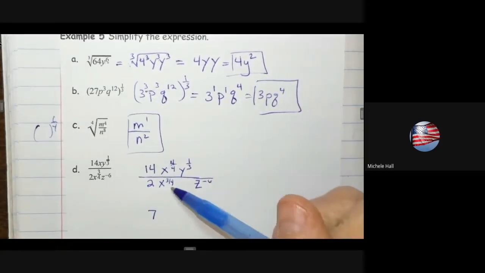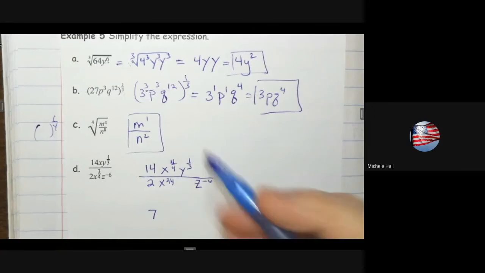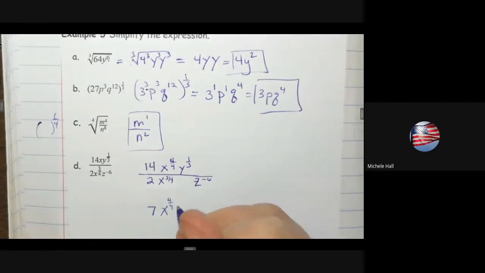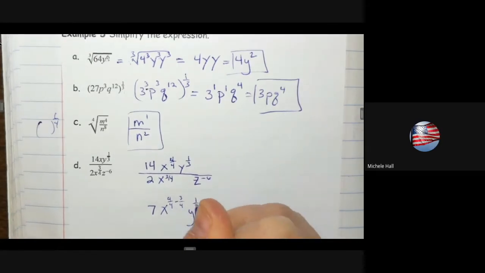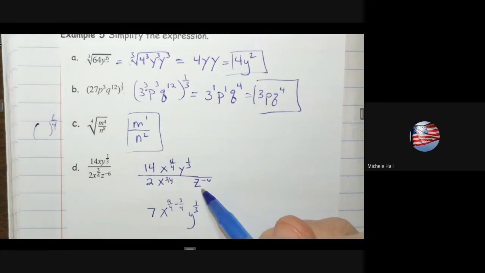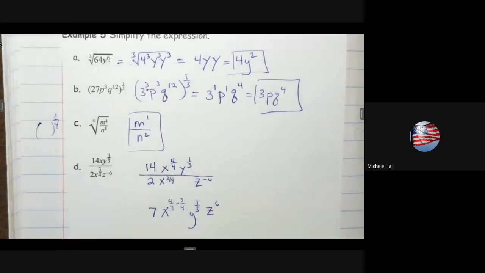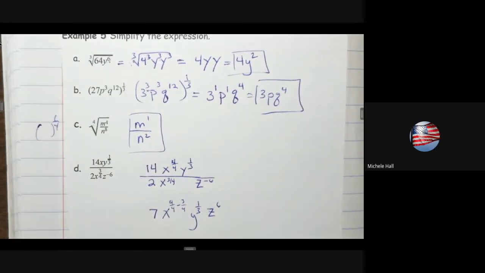So I would like to bring my x to the 3/4 to the numerator. We have x to the 4/4, and when I bring 3/4 up, that's a -3/4. And then we still have y to the 1/3. And we have a negative exponent. Z to the -6 will be z to the +6 when I bring it to the numerator. It's just piece by piece. Tedious, yes. Not that difficult when you take it piece by piece.